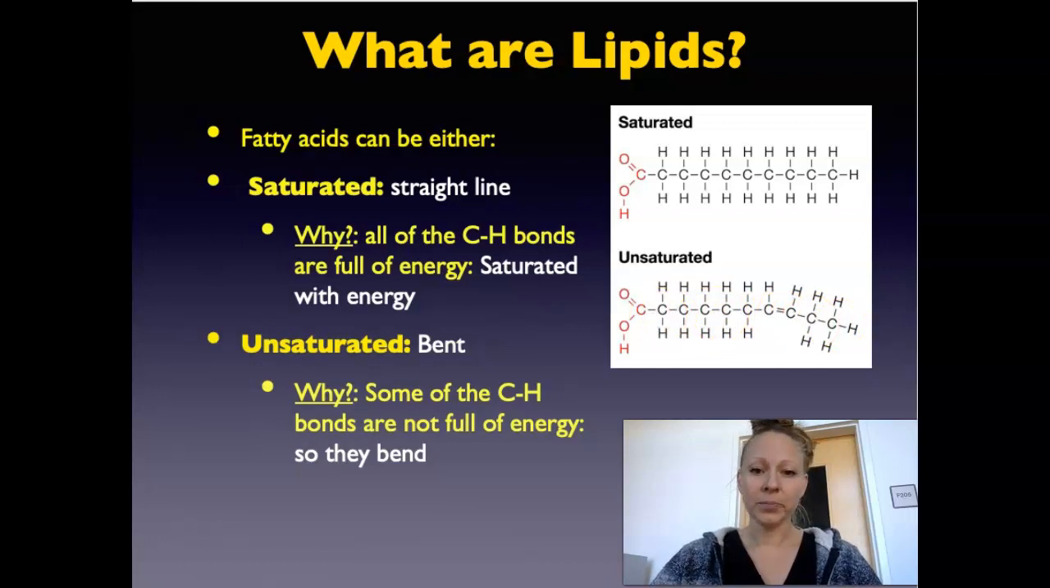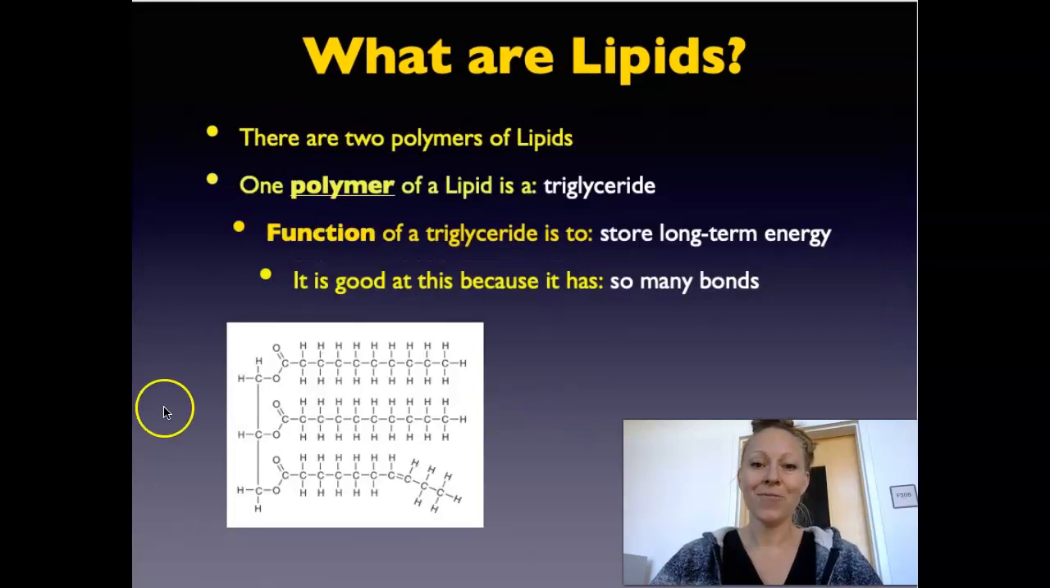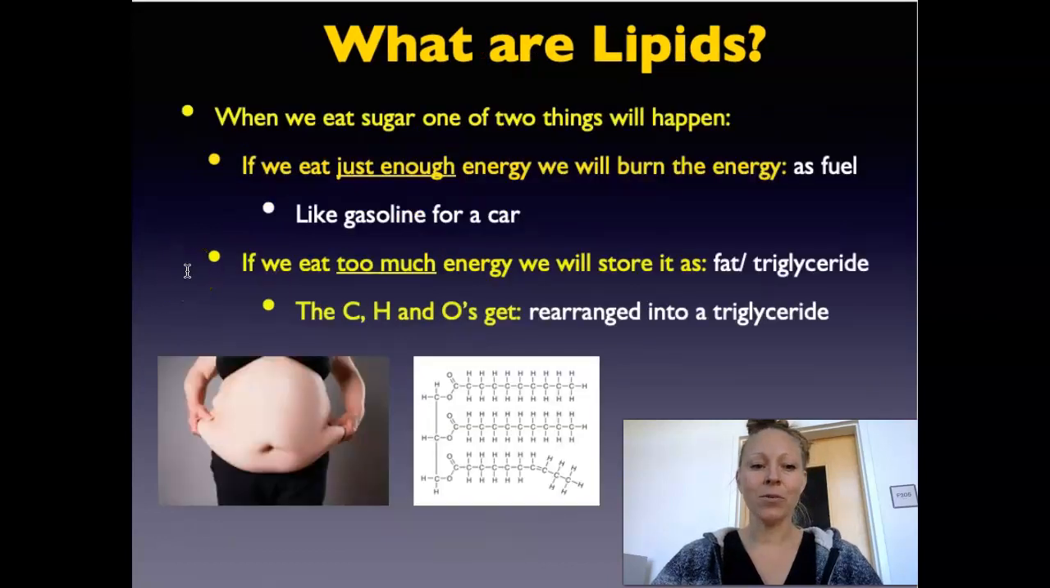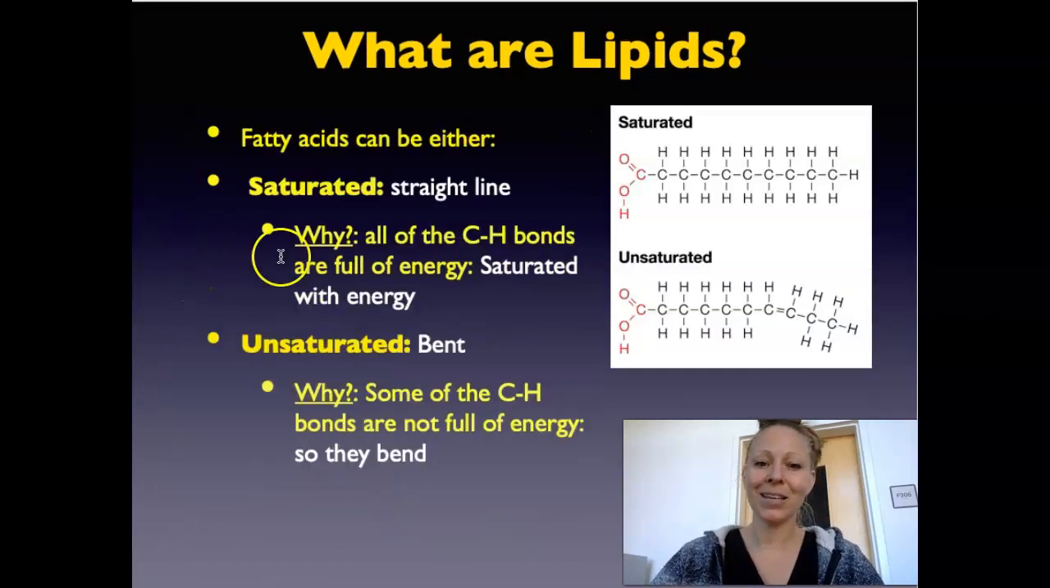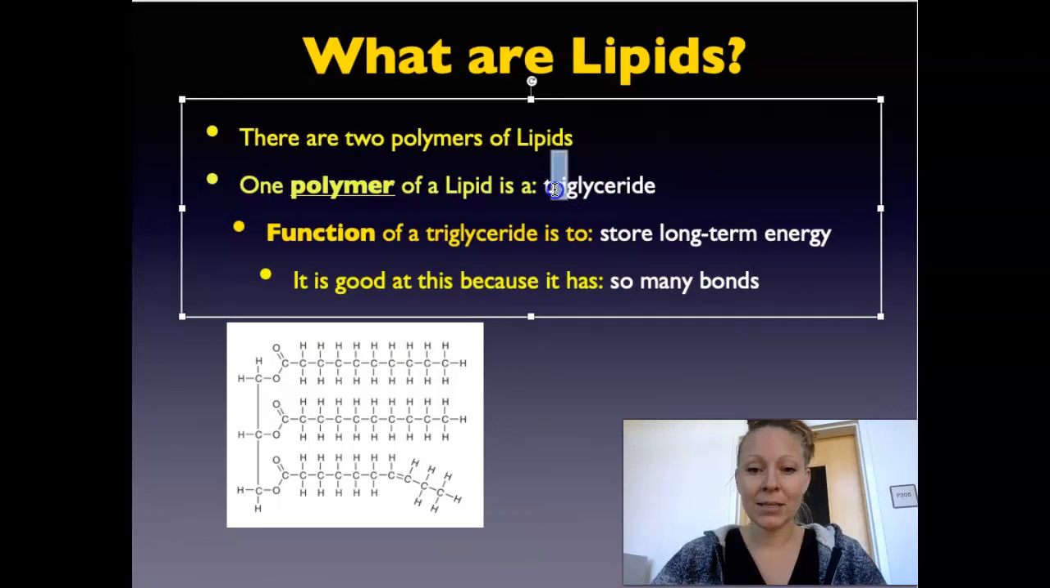And so here we go. If we look at the polymer of a fatty acid, or a polymer of a lipid, there are two types of polymers. Let's first talk about one, a triglyceride. And so let's underline the prefix tri. This should make a lot of sense. There are 3 fatty acids in a triglyceride.